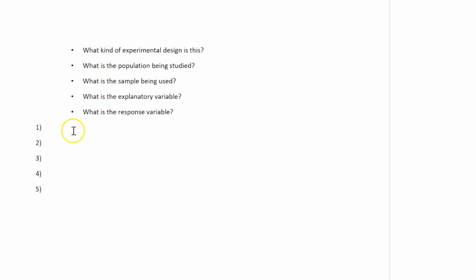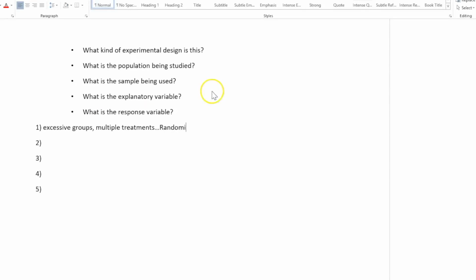All right, so what kind of experimental design is this? It's a very long explanation. We've seen what we might consider excessive groups and multiple treatments. Whenever we see those 2 things in combination, we have randomized block. And again, on a test, I would be cool with you just saying block. I'm just being as correct as possible here and throwing that word randomized in as well.